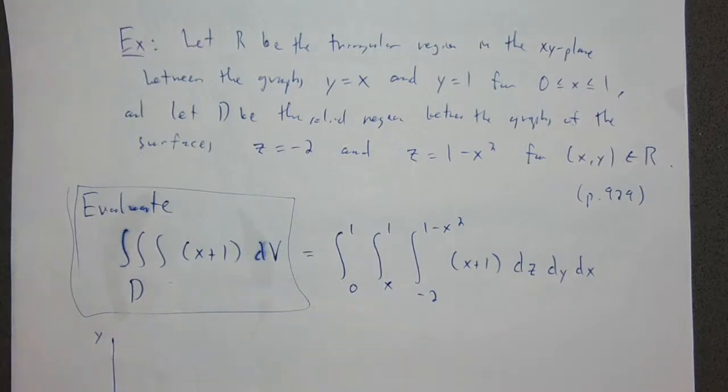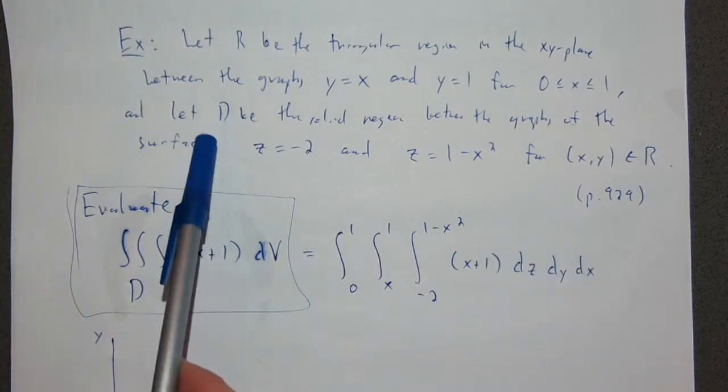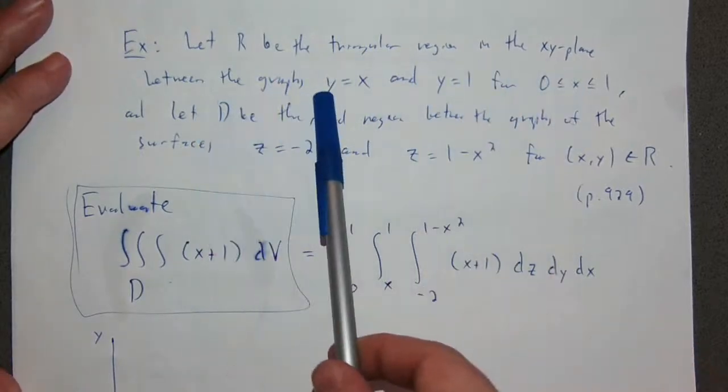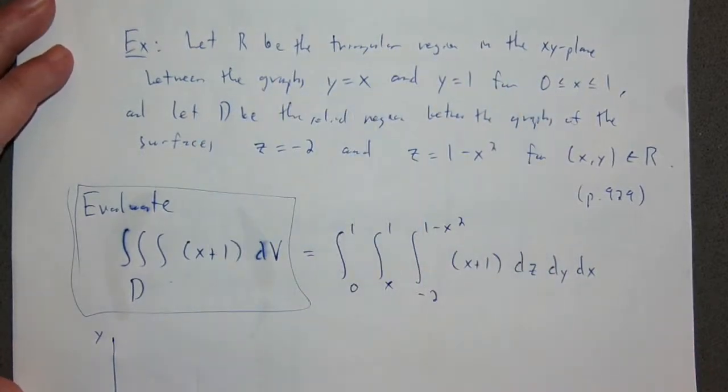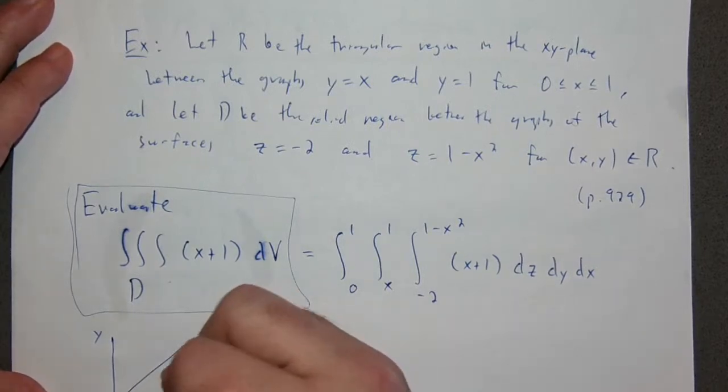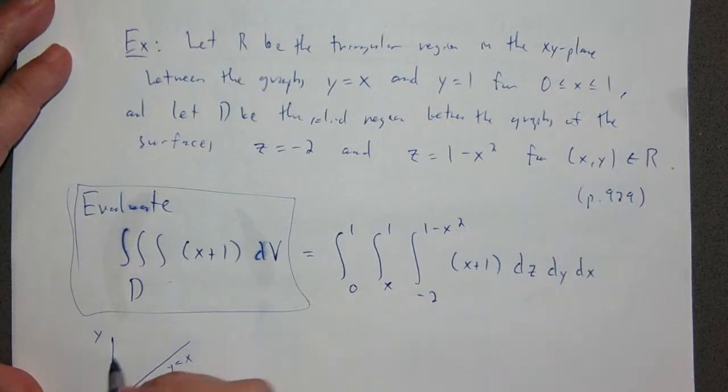In my xy plane, what is R? That this region D is defined over, so it's a triangular region in the xy plane bounded by the graphs of y equals x and y equals 1. So y equals x, we know what that looks like. So there's y equals x. y equals 1, I know what that looks like. And this is for x from 0 to 1. So there is my R.